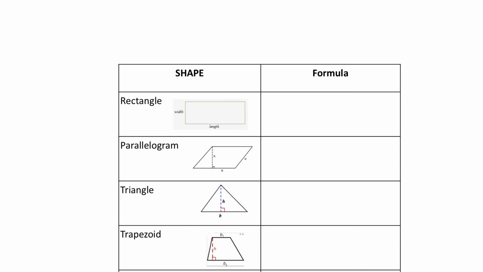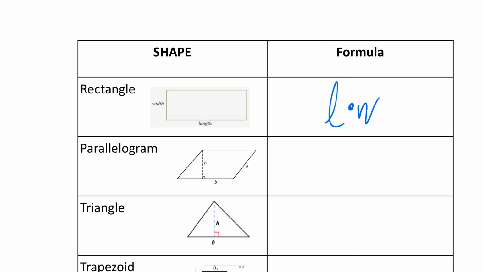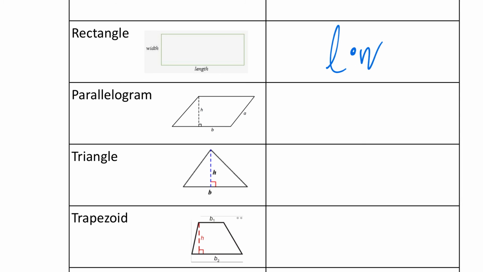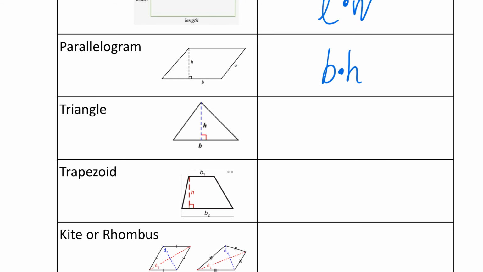Okay, so let's go look at this side real quick. Just go over these formulas. How do you find the area of a rectangle? Okay, length times width. How do you find the area of a parallelogram? Base times height. How do you find the area of a triangle? Base times height divided by 2.